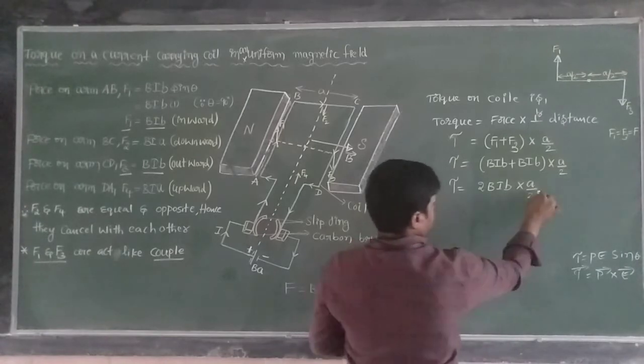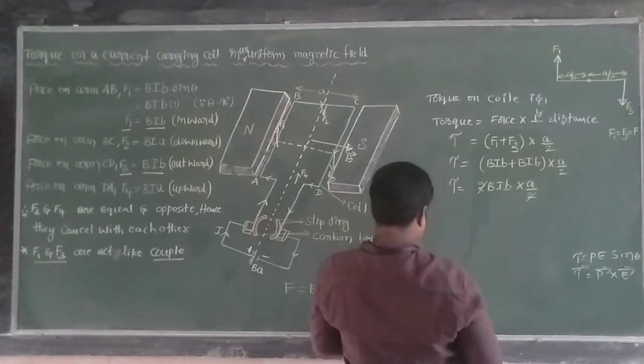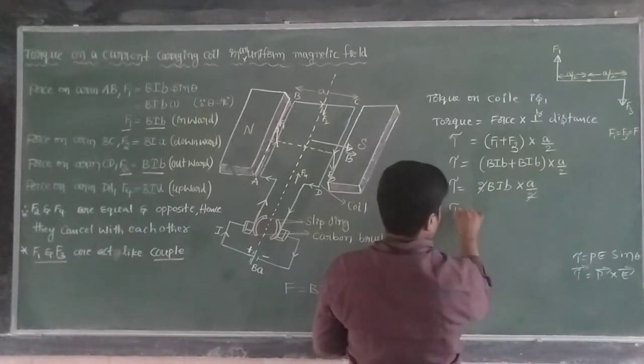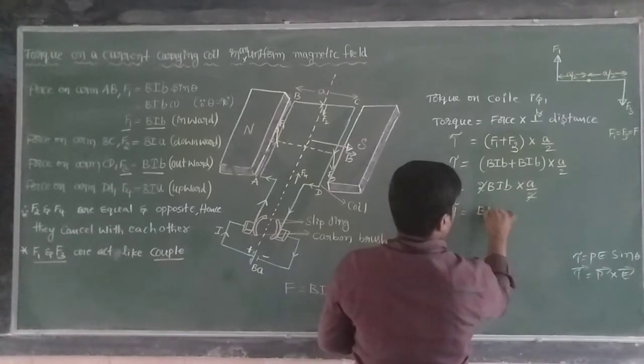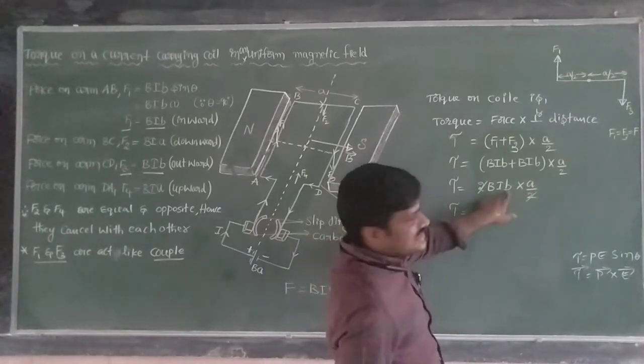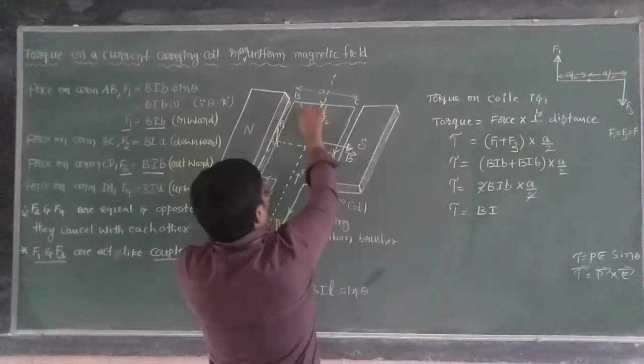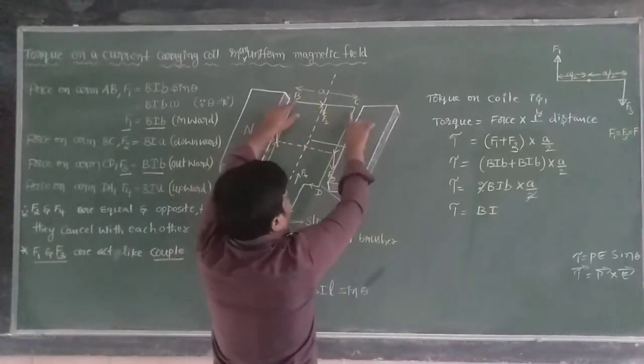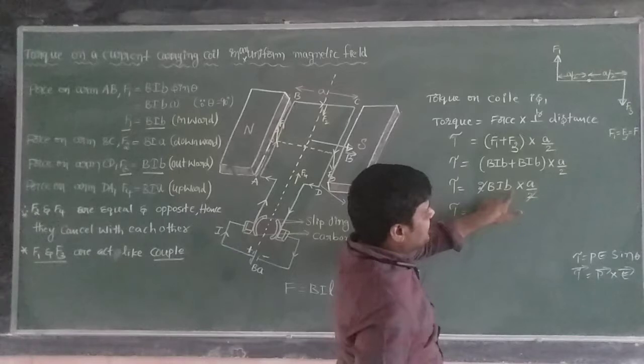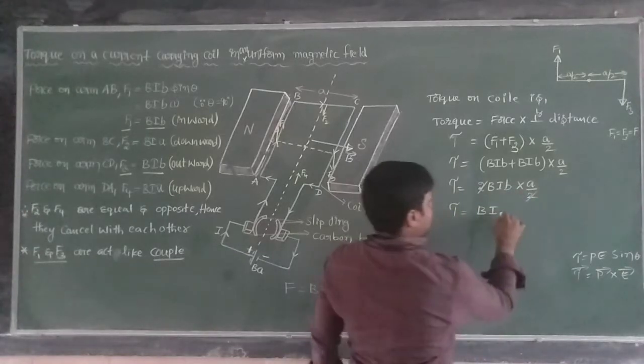Just look here, the 2 cancels. So what is remaining here? Tau is equal to B into I. Next, this is nothing but B, which is one length of the coil. A is the other length. Length into length is nothing but area.